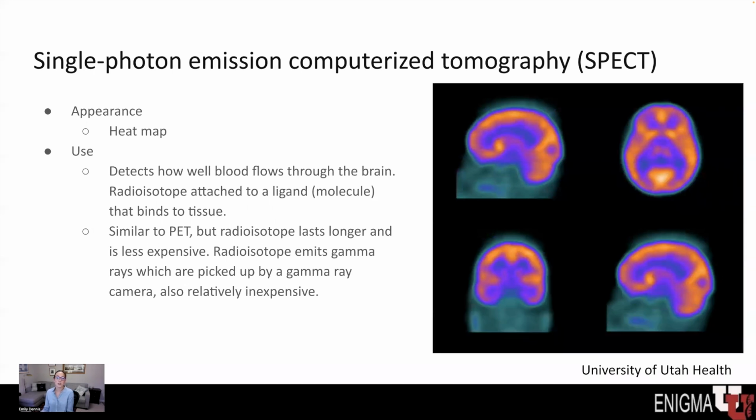Single photon emission computerized tomography, SPECT. This one shows up as a heat map, and this detects how well blood flows through the brain. There's a radioisotope that's attached to a particular ligand that binds to tissue. So it's similar to PET, but the radioisotope that they use lasts longer and is less expensive. It also emits a different type of ray, a gamma ray, which is picked up by a gamma ray camera, which is also relatively inexpensive compared to PET imaging.